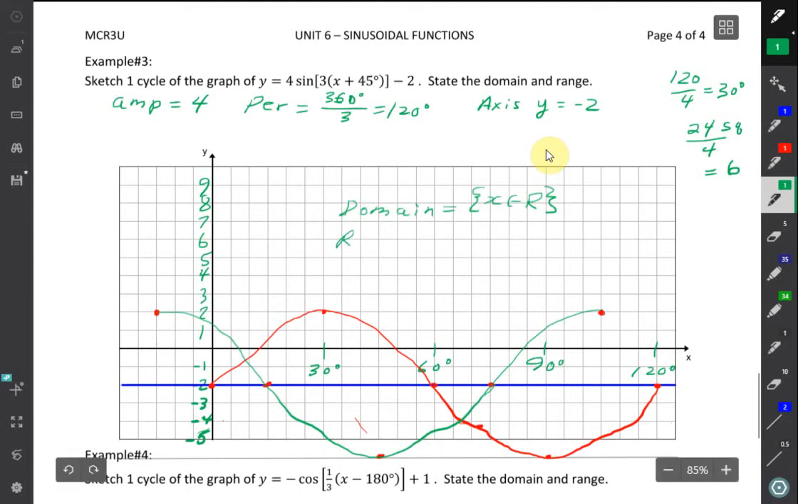And the range, again, is defined by the max and the minimum. So the set of y is an element of R such that -6 is less than or equal to y, which is less than or equal to 2.